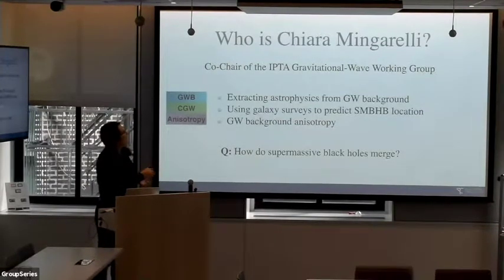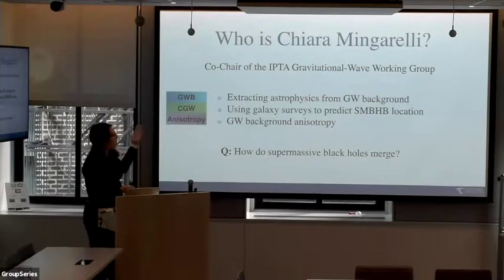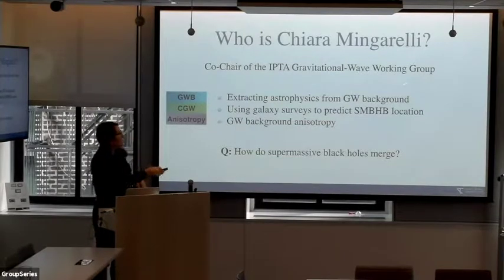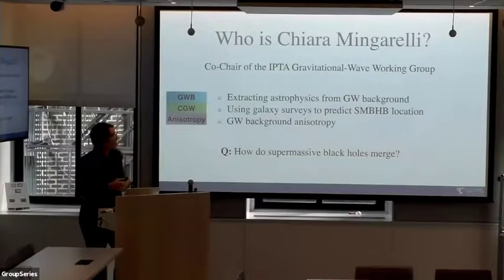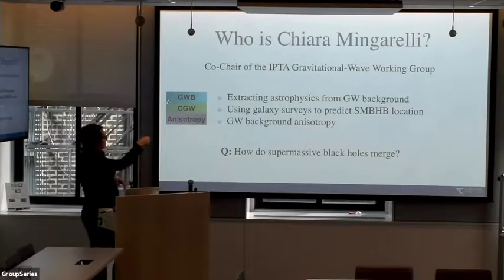I first of all wanted to just introduce myself to those of you who might not know me as well. I'm one of three elected co-chairs of the International Pulsar Timing Array Gravitational Wave Working Group. And I'm known for three things in particular: for extracting statistics from the gravitational wave background, for using galaxy surveys in a multi-messenger effort to try to understand where supermassive black hole binaries are located, and also for being the first person to look into anisotropy in the gravitational wave background. So I've color-coded these for ease, and you'll see these a little bit throughout my talk.